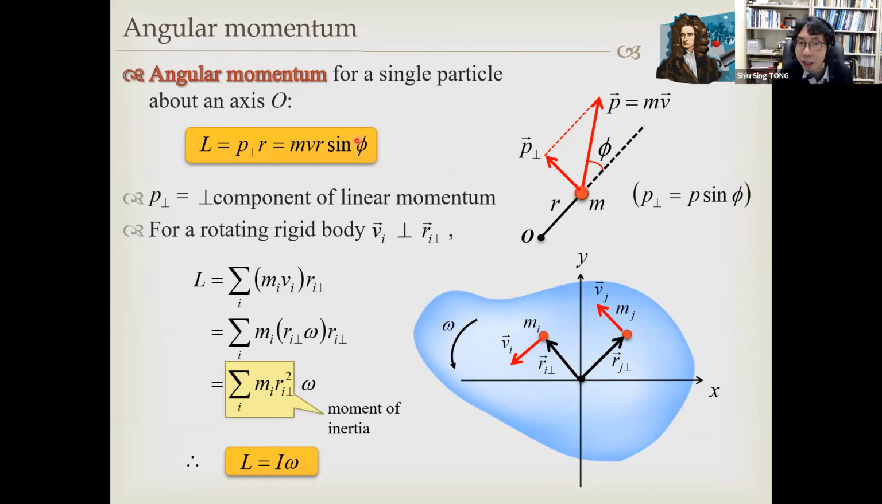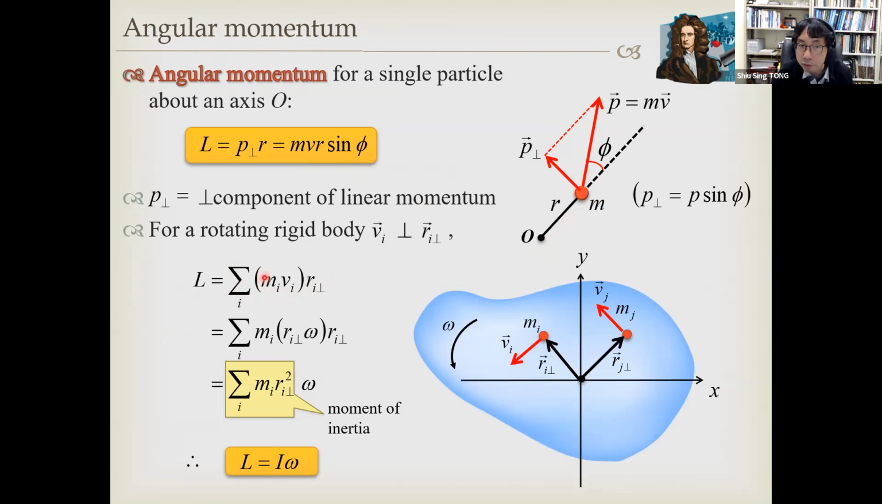So that means this sine phi is equal to 1. The momentum is actually in the direction perpendicular to the radius, so we don't need this sine phi. This sine phi is just 1, okay? So we have m v r as the linear momentum. And the r is a perpendicular distance, so we have r_i perpendicular. We just write it as r_i itself, just r_i.